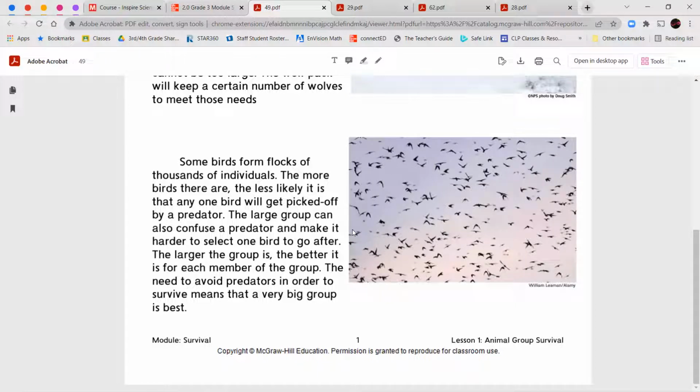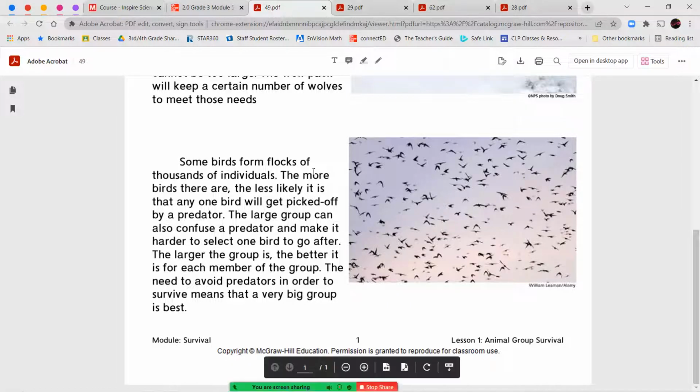Some birds form flocks of thousands of individuals. The more birds there are, the less likely it is that any one bird will get picked off by a predator. The large group can also confuse a predator and make it harder to select one bird to go after. The larger the group is, the better it is for each member of the group. The need to avoid predators in order to survive means that a very big group is best.